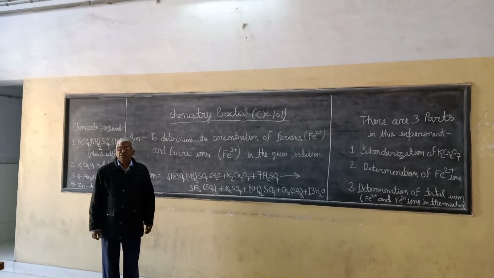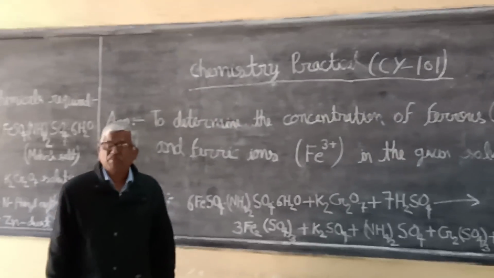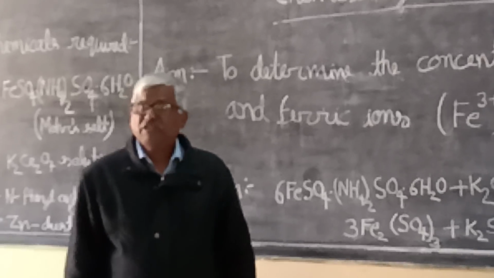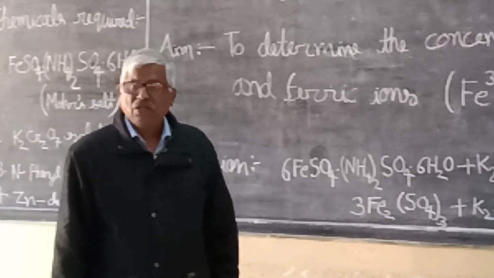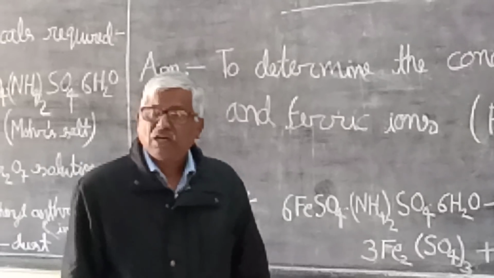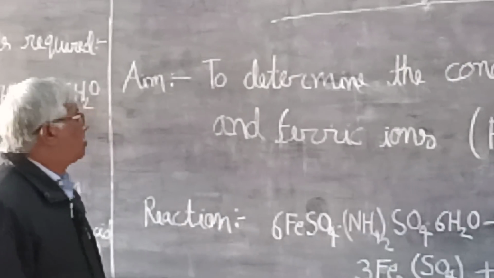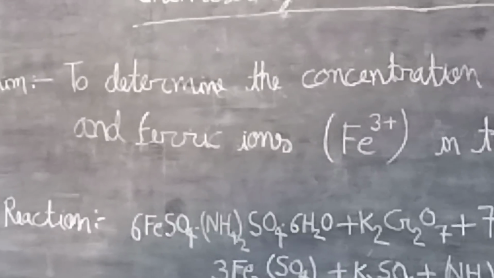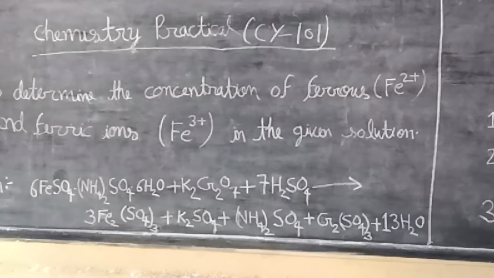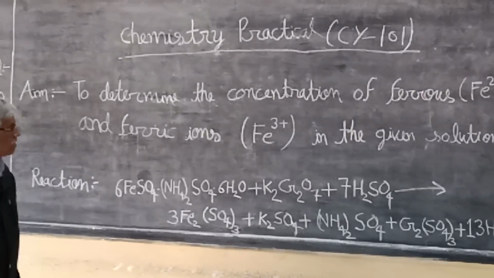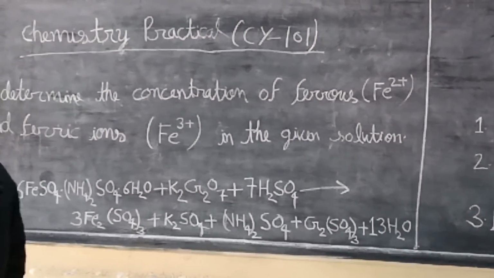The chemistry lab. Chemistry practical is a very important part. In BTech first year there are 6 experiments. Today we will tell you about one of the experiments. The aim of the experiment is to determine the concentration of ferrous and ferric ions in the given solution.